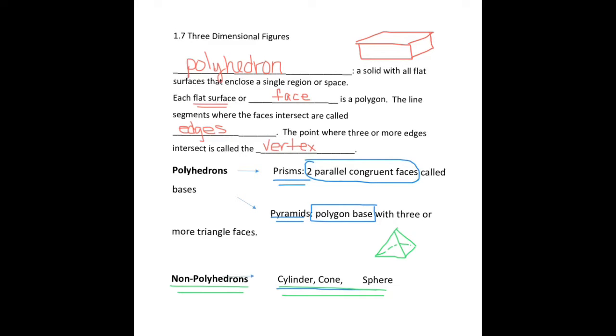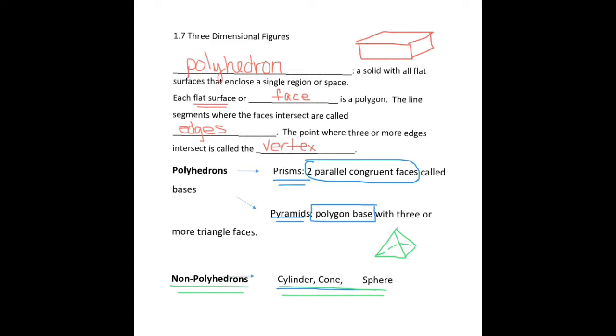So today's lesson is lesson 1.7. We are going to talk about three-dimensional figures. So the first thing I want to do is go through some definitions with you, and then I'm going to talk about the figures that I've drawn.